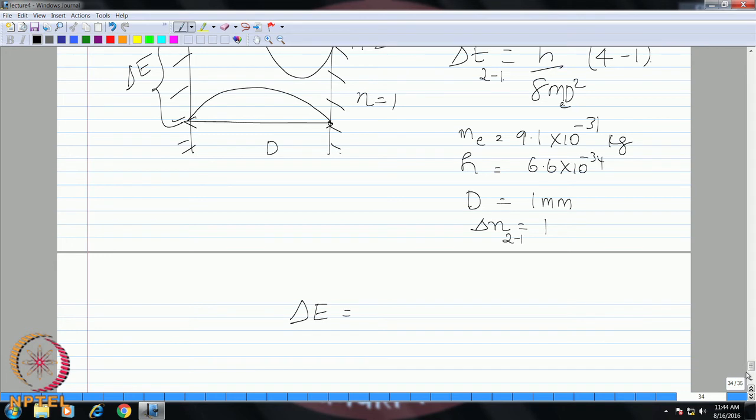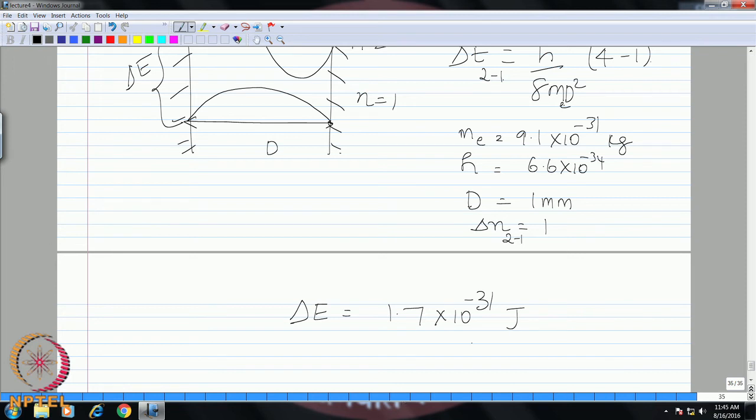Cross 10 is to 31. 1.8, 1.79 into 10 to the minus 1.79, 13. Just a moment, 1.7 into 10 to the power minus 31. Okay, this is in joules.